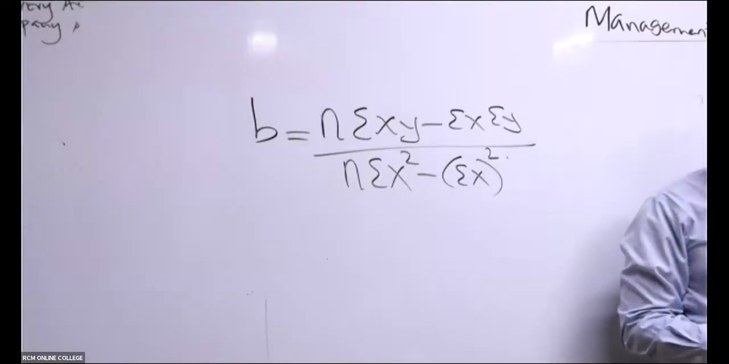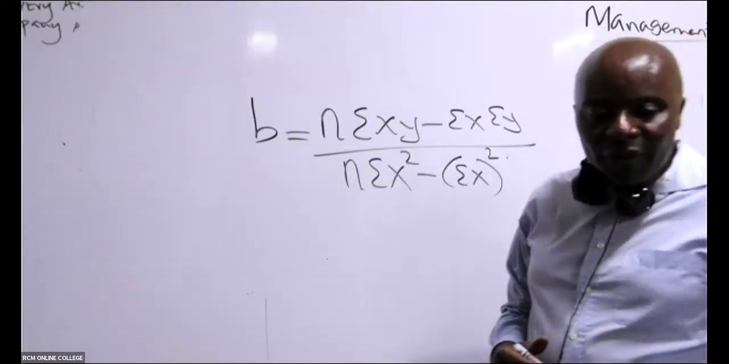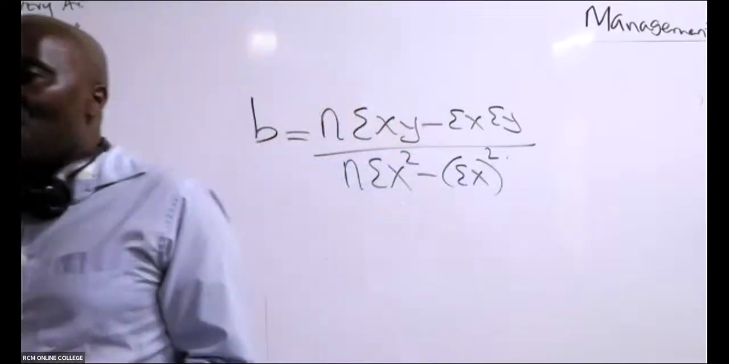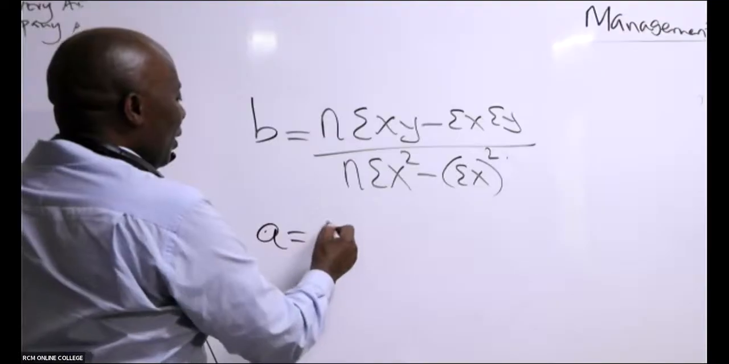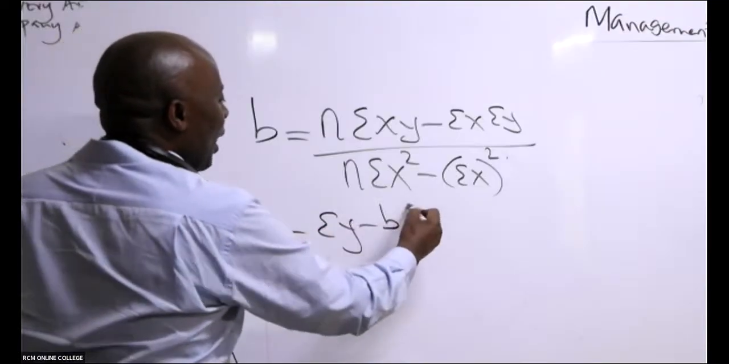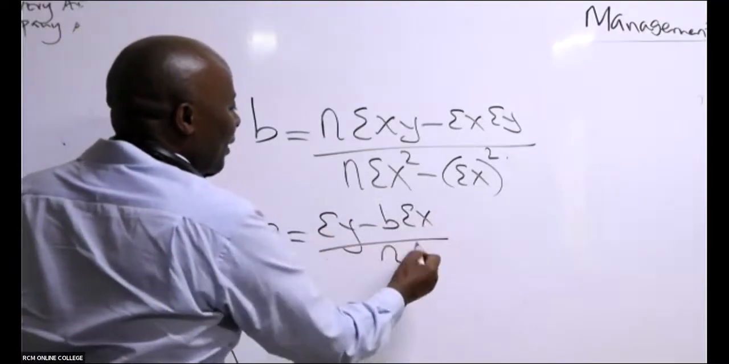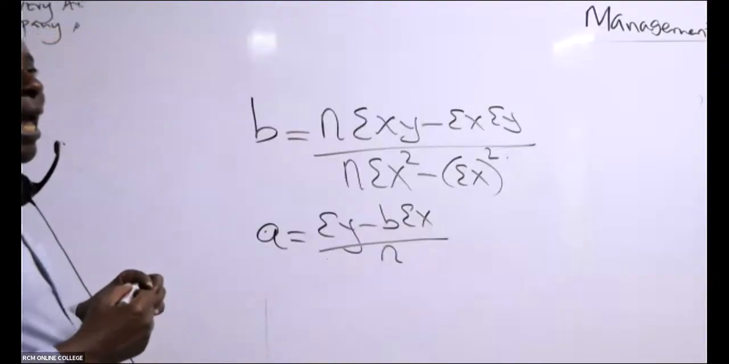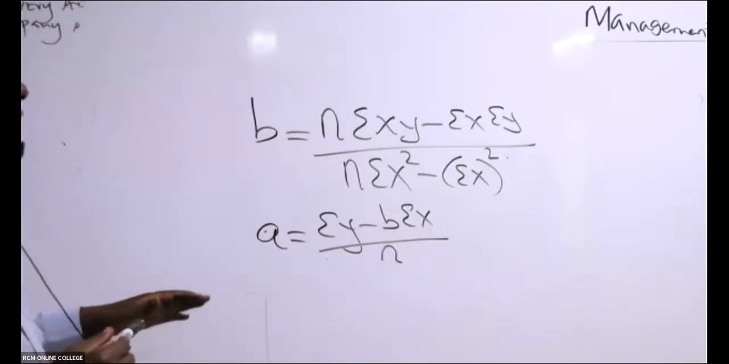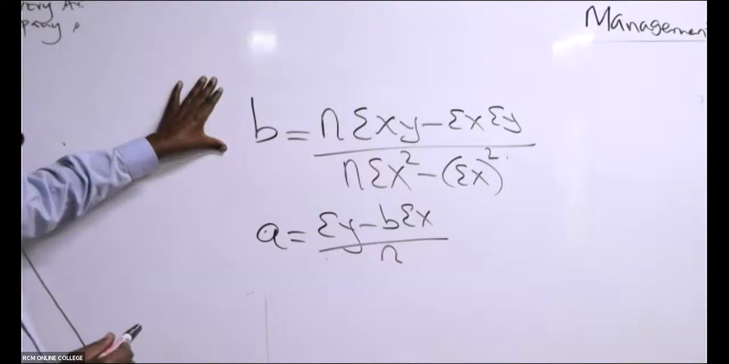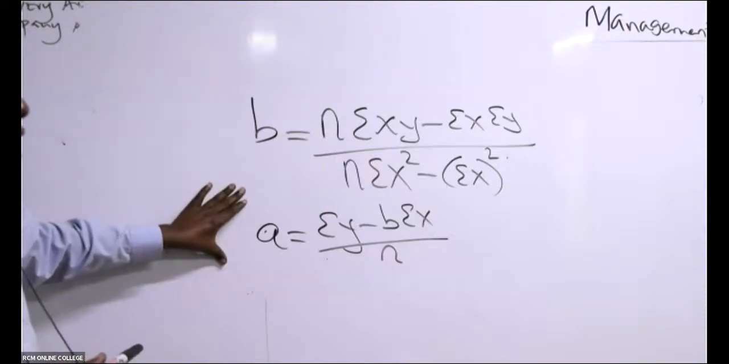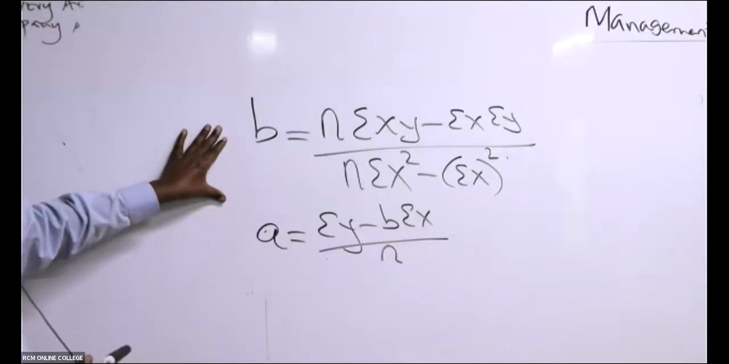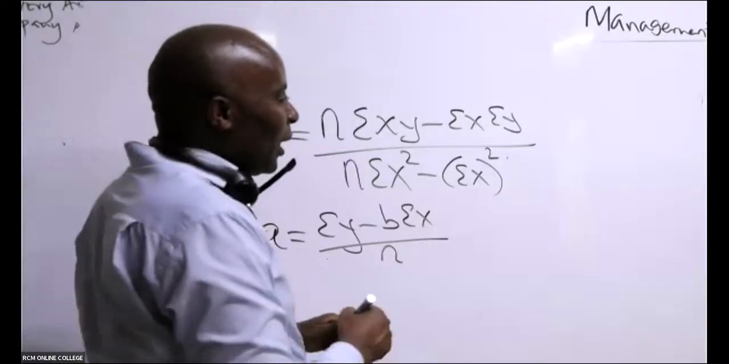And then, ladies and gentlemen, having gotten that, how do we get our A? To get our A, we take summation of y minus b summation of x, divided by n. So anytime they want us to give the value of b, this is how we get it, and this is how we get the value of A.